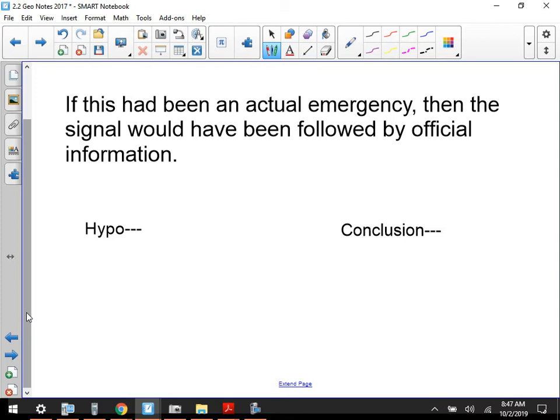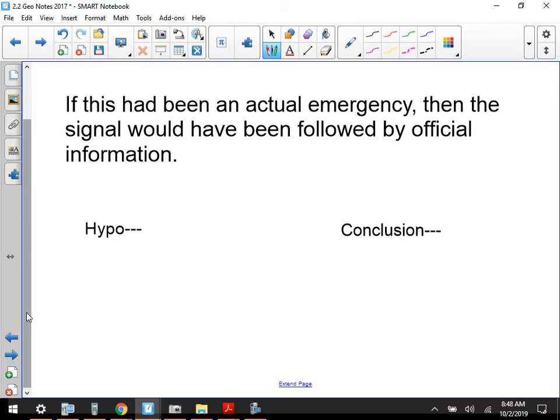If this had been an actual emergency, then the signal would have been followed by official information. What's the hypothesis? Yeah, if there was an actual emergency. The if part is the hypothesis. What's the conclusion? Yeah, official information would have been followed, okay?